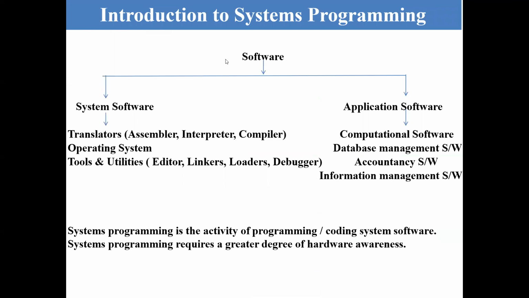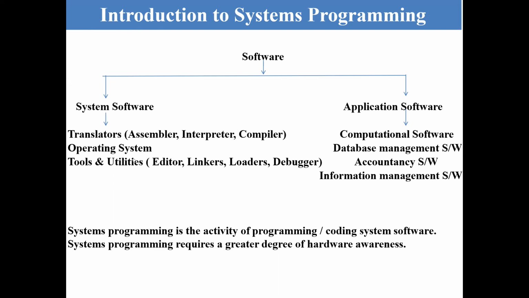So now next we will see the software. We know that software is divided into two: the system software and the application software. We have seen some examples, but now what are the contents of system software? Translators are there, the operating system is there, tools and utilities are there. So what is a translator? Examples of translators are assemblers, interpreters, and compilers. We have seen a little bit about the operating system, right?